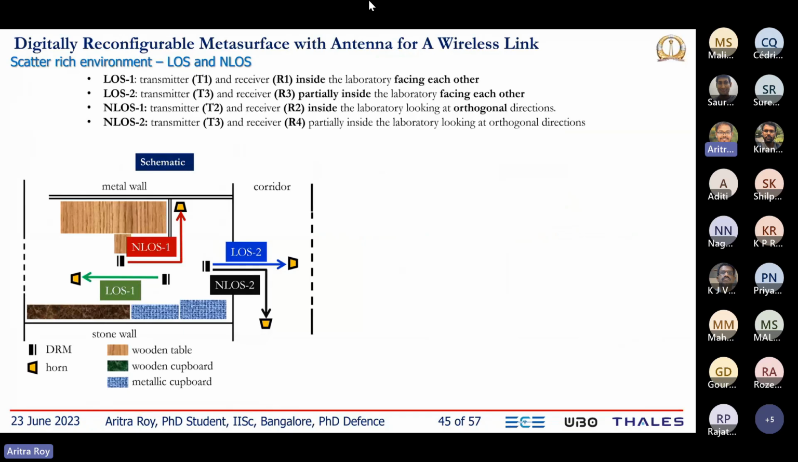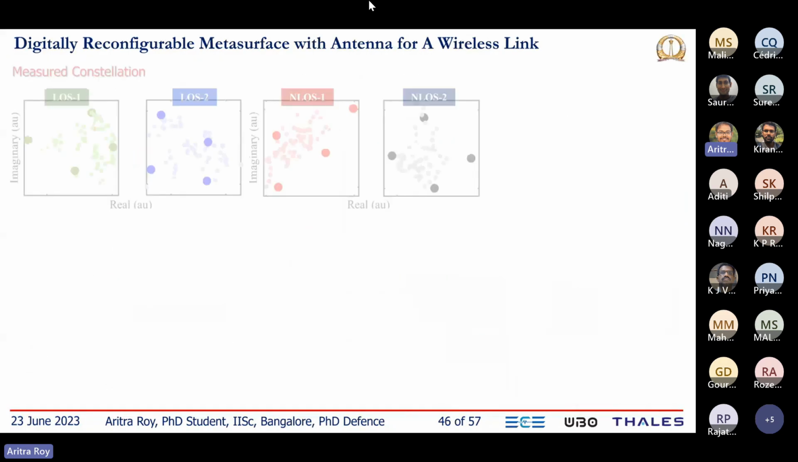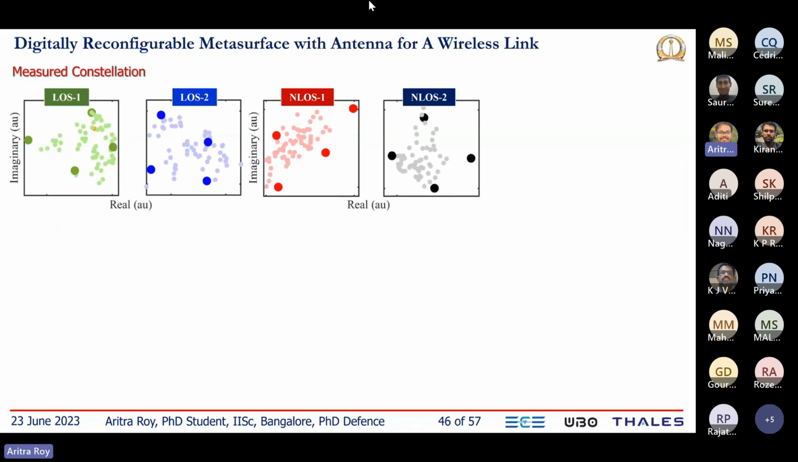So we carried out more experiments outside the chamber in line of sight and non-line of sight configurations. This is the schematic of the experimental setup that we set up in our laboratory. Here the 2 line of sight and 2 non-line of sight configurations are shown. These are the photographs of these 4 configurations. Then let's see the results one by one. We have 4 cases: line of sight 1, 2, and non-line of sight 1, 2. For all these cases, we first recorded certain 64 symbols.